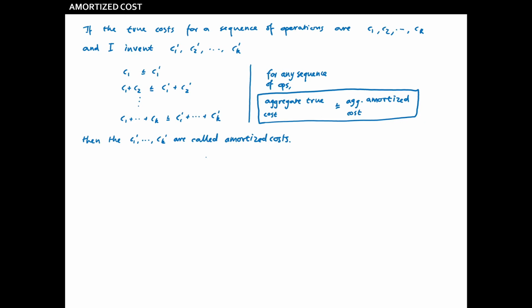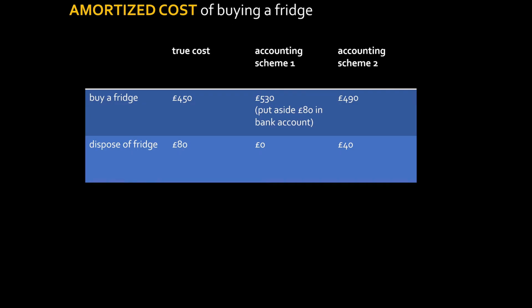Amortized costs are just an accounting trick, a different way to ascribe the cost of an operation. Let's have a look at the concept of amortized cost in more day-to-day accounting. Let's imagine that I'm buying a fridge. The typical cost of buying a fridge, let's say £450. When you buy a fridge, you know it will have to be disposed of eventually, and the going rate for getting rid of a fridge in an environmentally friendly way is around £80. So I could treat it as: I buy a fridge, it costs me £450. Later on I have to dispose of the fridge, it costs me £80.